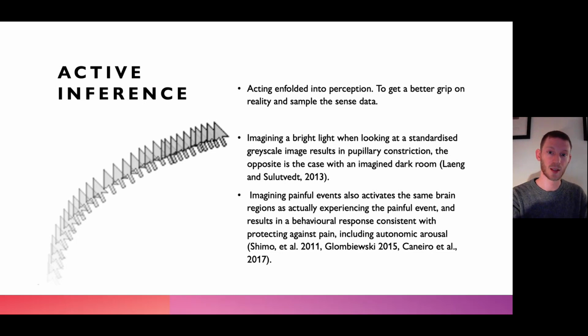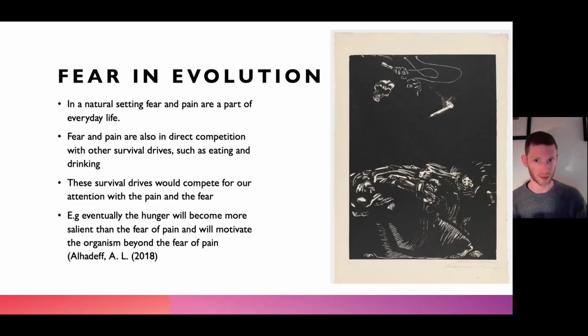So in a natural setting, back to our hunter-gatherers again, fear and pain are part of everyday life. In order to hunt, you have to encounter a chaotic environment that is very dangerous. You may cut yourself on the thorn, you may be attacked by the thing that you're trying to hunt, you may fall down a ditch.